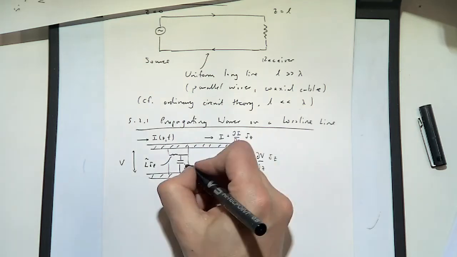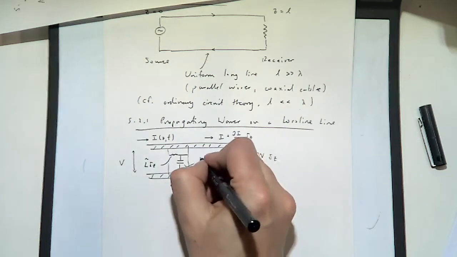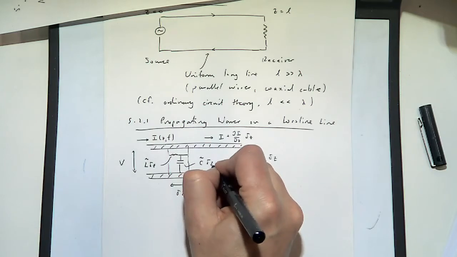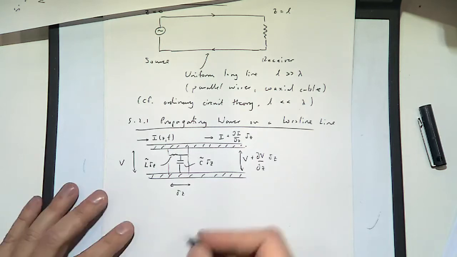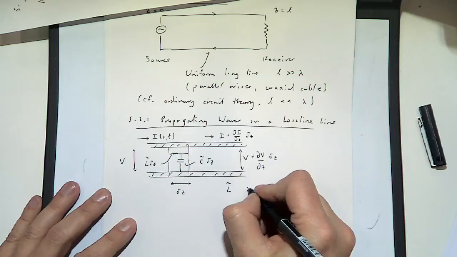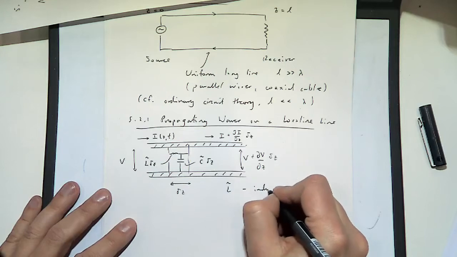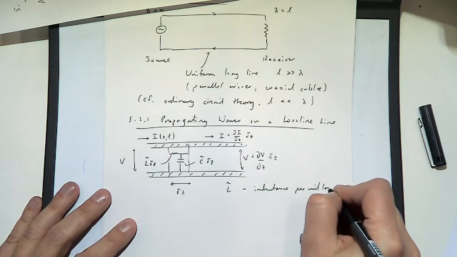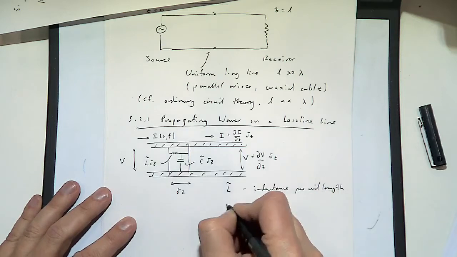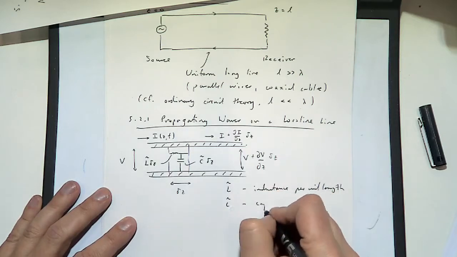And similarly, we can write the capacitance C as C tilde delta Z. So everything's varying with time, and the currents and the voltages are varying with position. Just note down L tilde, the inductance per unit length, and C tilde, capacitance per unit length.